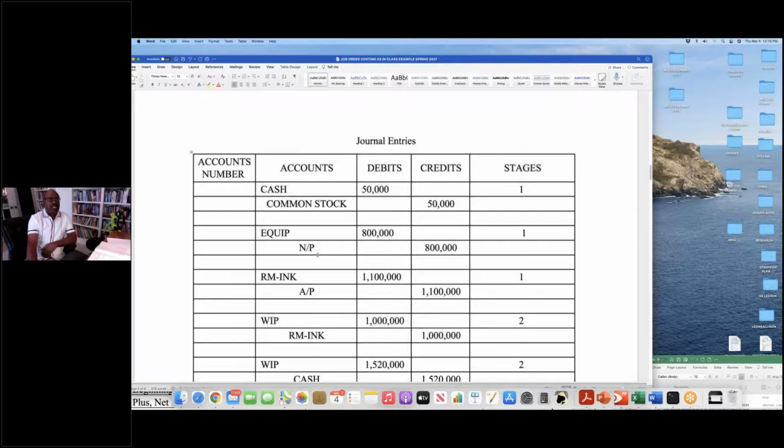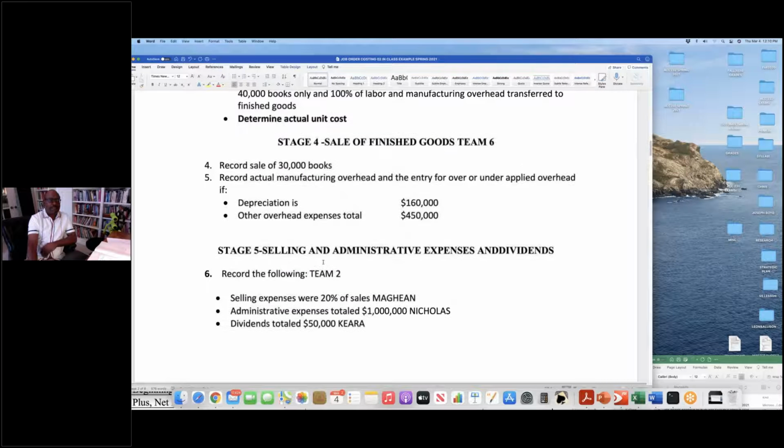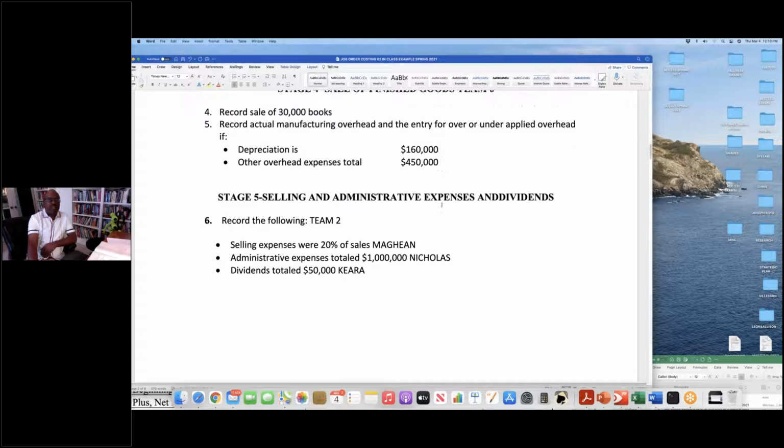What else are we going to do in this stage? Debit manufacturing overhead. So we're recording the actual manufacturing overhead, which was 160 and 450. So 160.